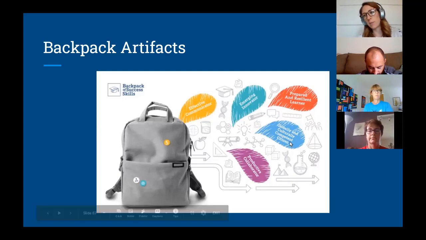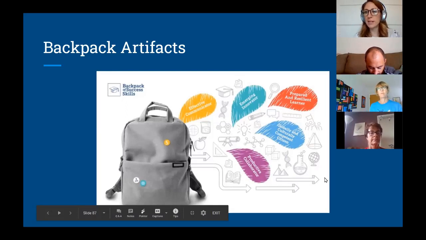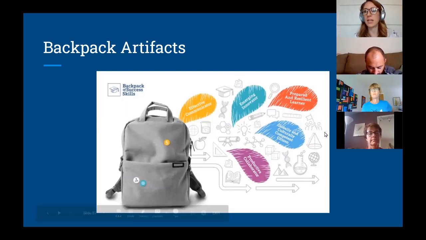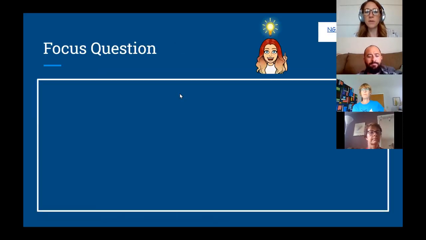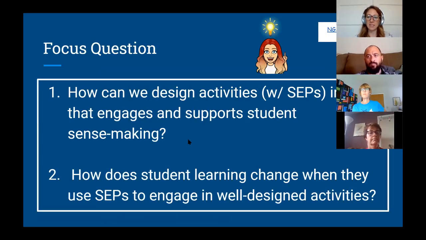If we're choosing phenomena that are relevant to current events and stuff like that, then that's going to give students an opportunity to really create some artifacts that can fall into that globally and culturally competent citizen. So our focus questions today were, how can we design activities with SEPs that engage and support student sense making?